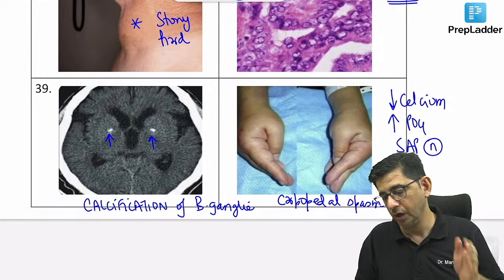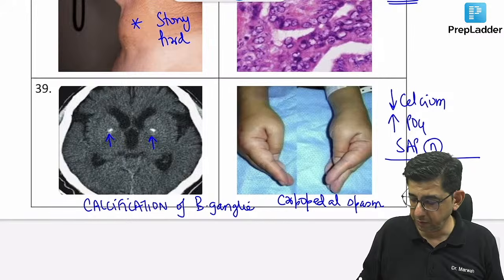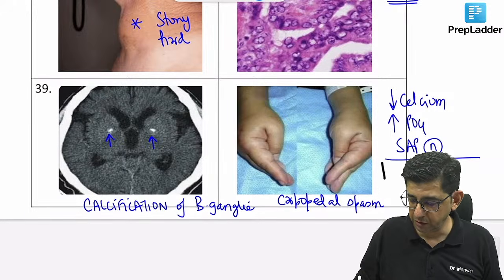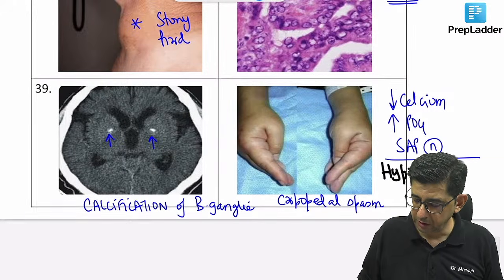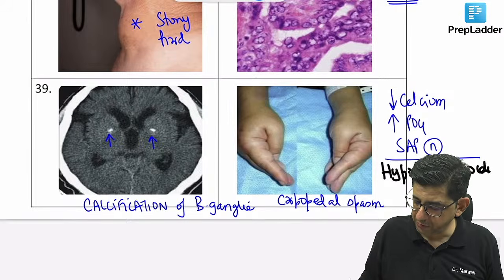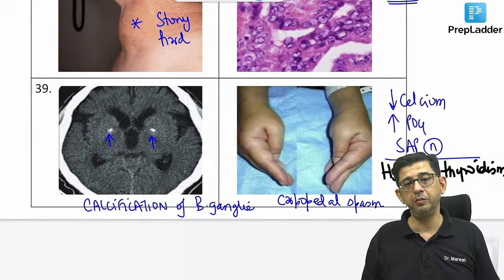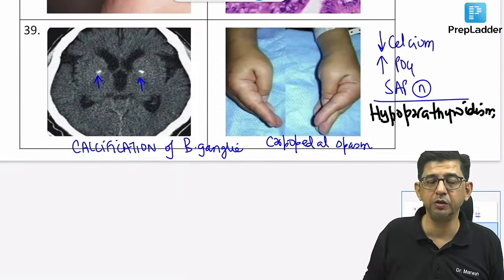So, a condition in which you get this report would be where the person has a deficiency of parathyroid hormone, that is hypoparathyroidism. Hypoparathyroidism causes hyperphosphatemia, and hyperphosphatemia is responsible for calcification of the basal ganglia.